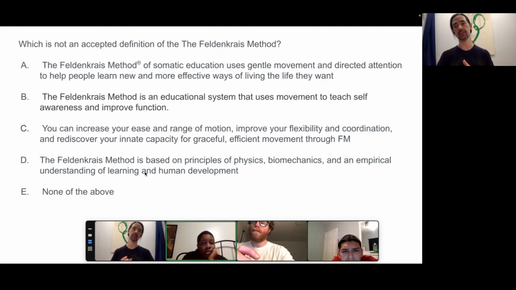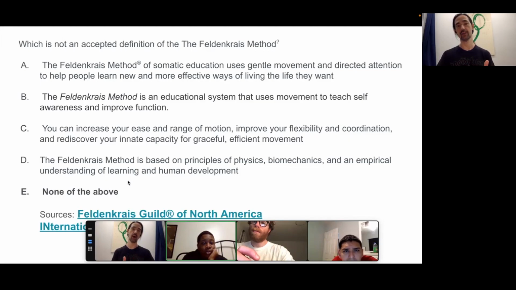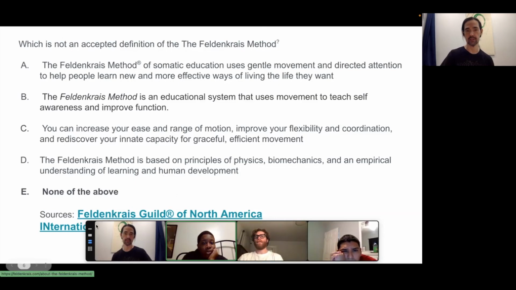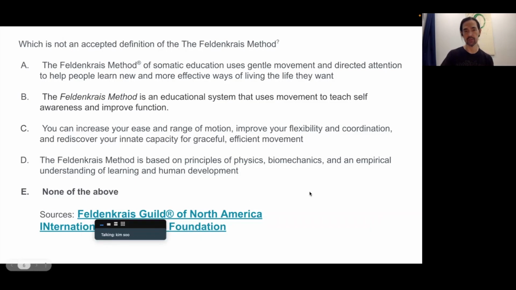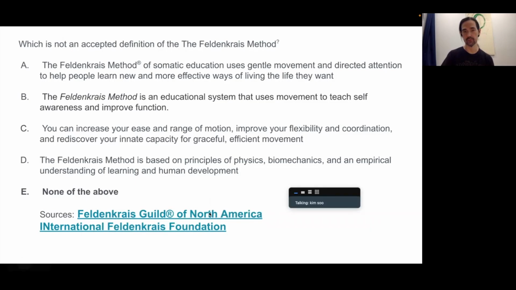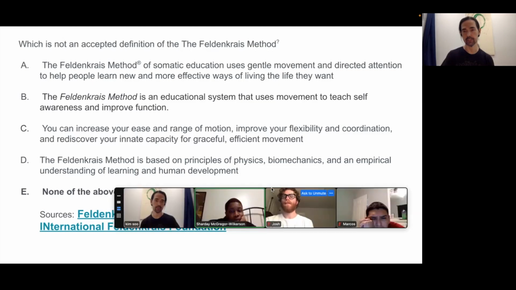So first I want you to understand why, and then I want you to understand the phrasing. Each one of these is a description of the Feldenkrais method, and I took these descriptions from different sources, places like the Feldenkrais Guild of North America and the International Feldenkrais Foundation. Each of these has a hyperlink, and you can go check that out.